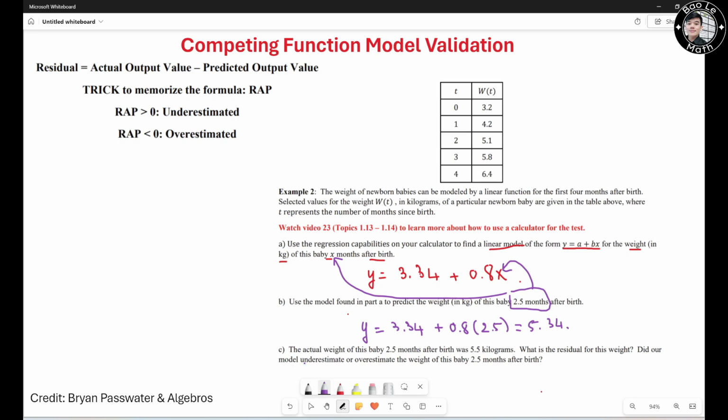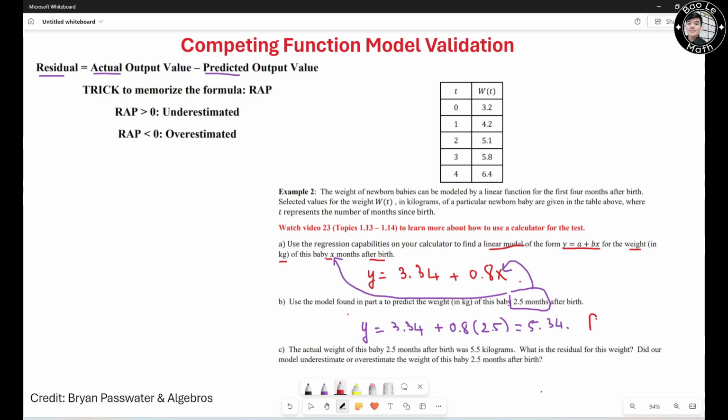The actual weight of this baby 2.5 months after birth was 5.5 kilograms. What is the residual of this weight? Now we look at this one right here. We have the formula right here. The residual equals the actual value subtract the predicted value. The predicted value, we got it right here from question B. Predicted value is the value from the equation right here.